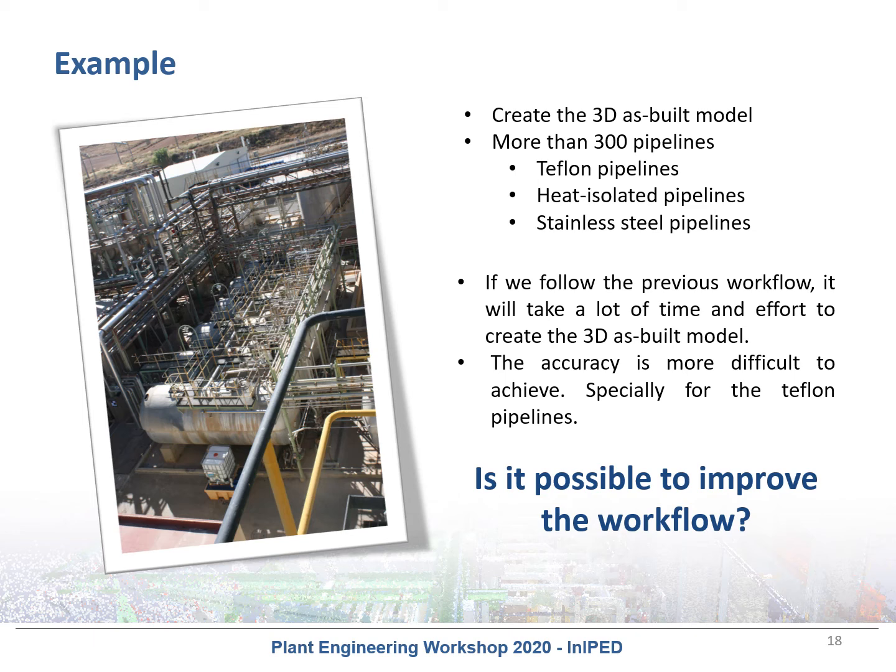In this example, we have some issues to keep in mind. First one, the Teflon pipelines. It is well known that this kind of pipelines cannot be modified on the field. This is why we will have to guarantee the accuracy of the 3D as-built model. Second, for the heat-insulated pipelines, if they are old, we will have problems with the routing. Third, risk of specular reflection during the scans for the stainless steel pipelines.